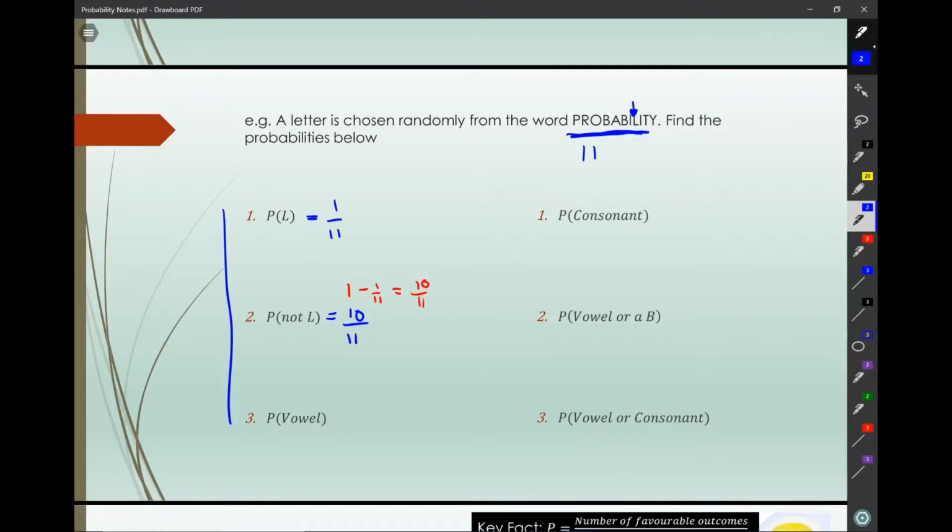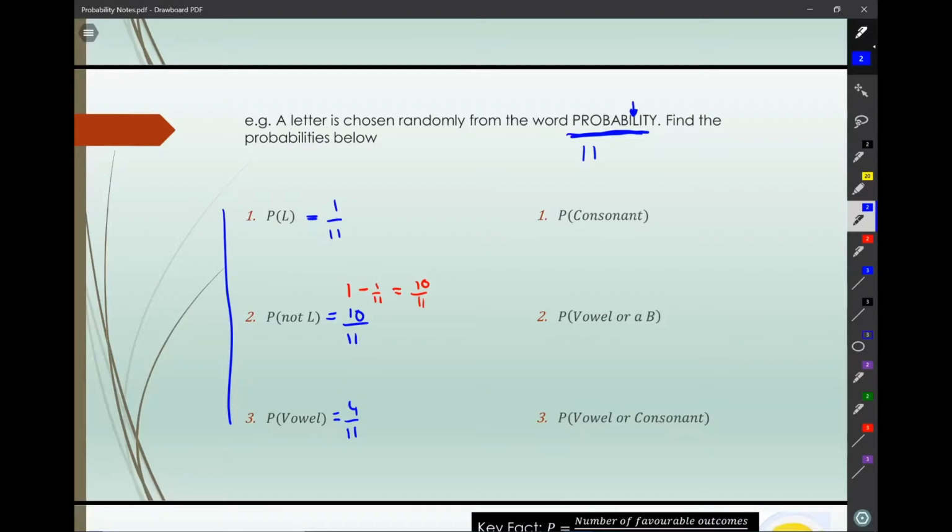In the probability of choosing a vowel, the favourable outcomes here are the O, the A, or the 2 I's. That means I have 4 favourable outcomes divided by the total number of outcomes, 11. So the probability of selecting a vowel is 4 over 11.